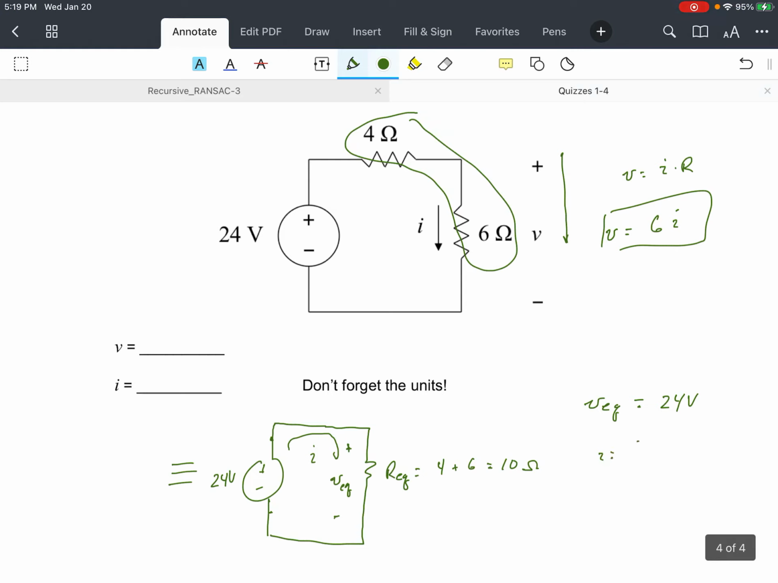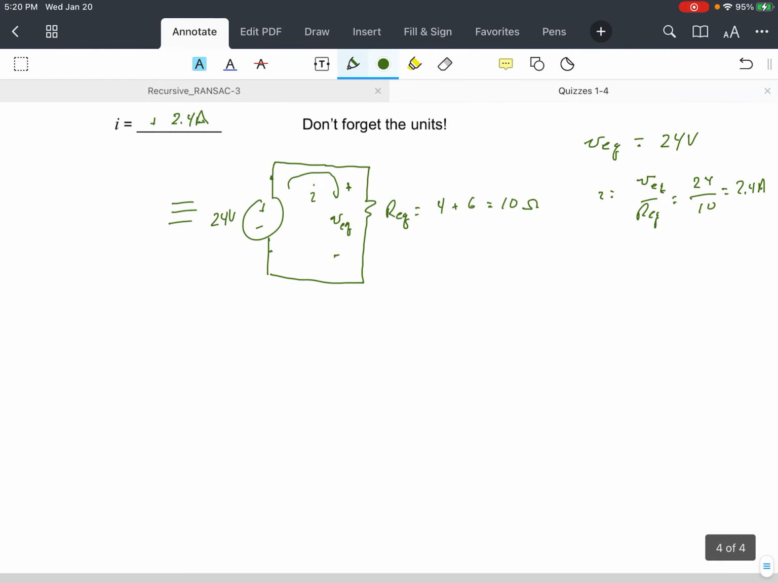So the current then is going to be V equivalent divided by R equivalent, which is 24 divided by 10, which is equal to 2.4 amps. So we know that the I here is positive 2.4 amps, and now we can go back up to our formula and say V is equal to 6 times 2.4. So let's see, 2.4 times 6, 4, 2, 14, so that's equal to 14.4 volts. And that's the solution to that one.